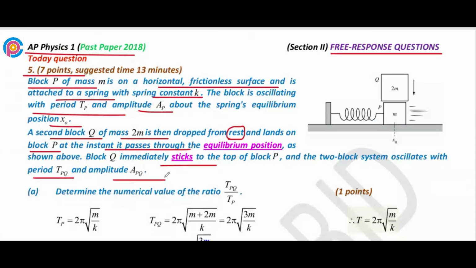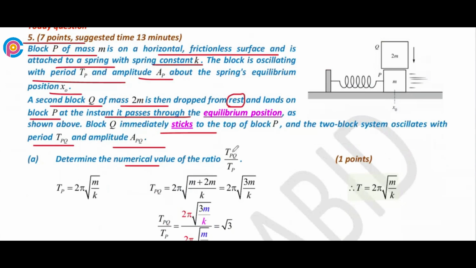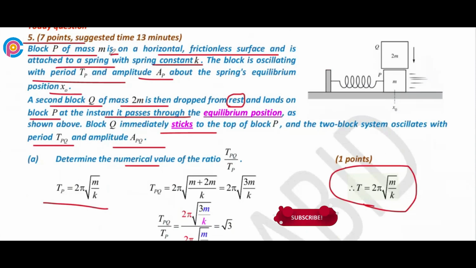Now the question is, determine the numerical value of the ratio TPQ over TP. We have to know the spring mass system has the time period T equal to 2 pi square root of m by k. In the first case, when only P is oscillating, the time period of P is equal to 2 pi square root of m by k, because the initial mass is m. Now, when the Q block sticks on P, there is a total mass of m from P and 2m from Q, so the total mass is equal to 3m. TPQ is equal to 2 pi square root of 3m by k.